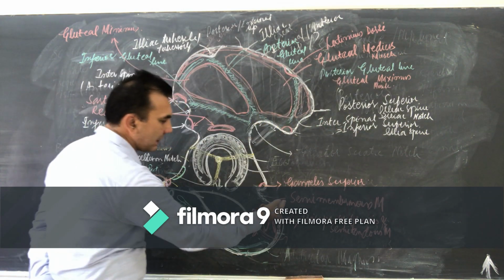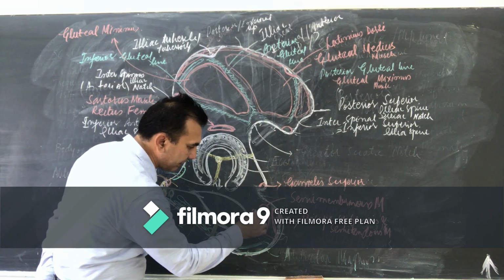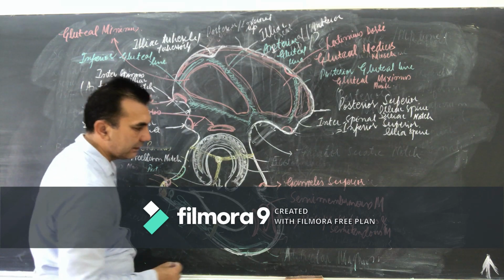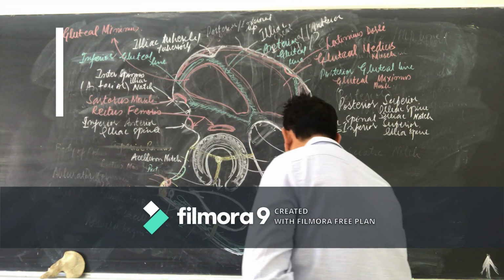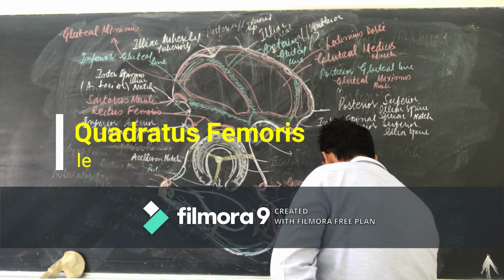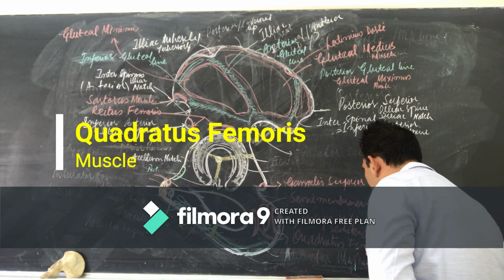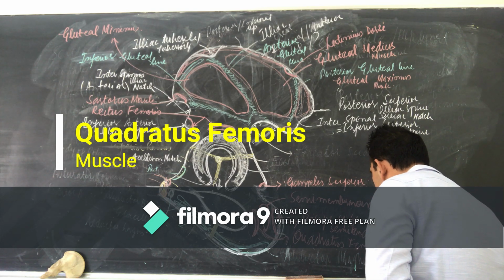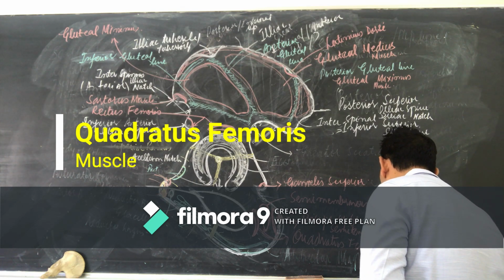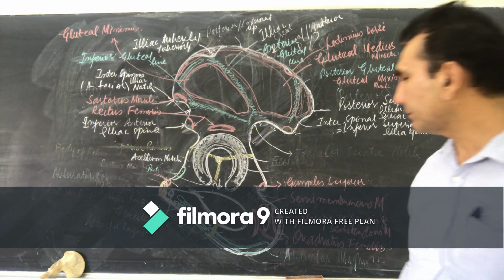Just in front of the semimembranosus area is another C-shaped, curve-like structure, and this C-shaped curve-like structure is for the attachment of the quadratus femoris muscle.